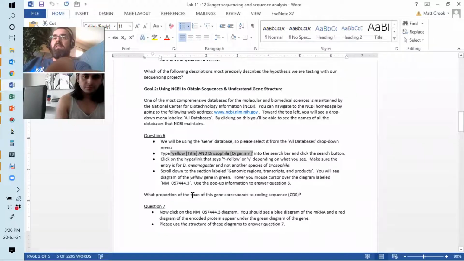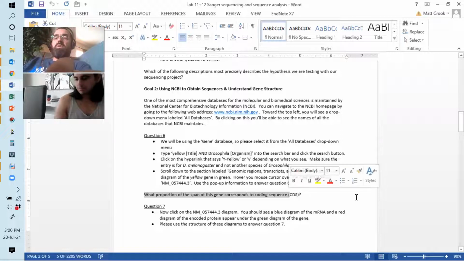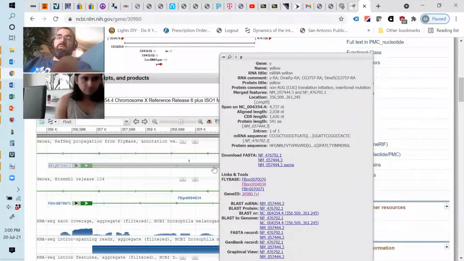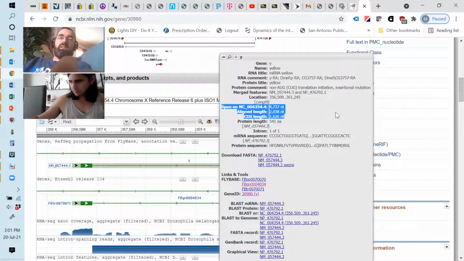So let's just double check. What are we being asked? Okay, so what proportion of this span of this gene corresponds to codon sequence? Well, you hover this over here and it will tell you the span. And it will tell you the codon sequence length. So the answer is simply one divided by the other. If you want percent, you times that by 100.